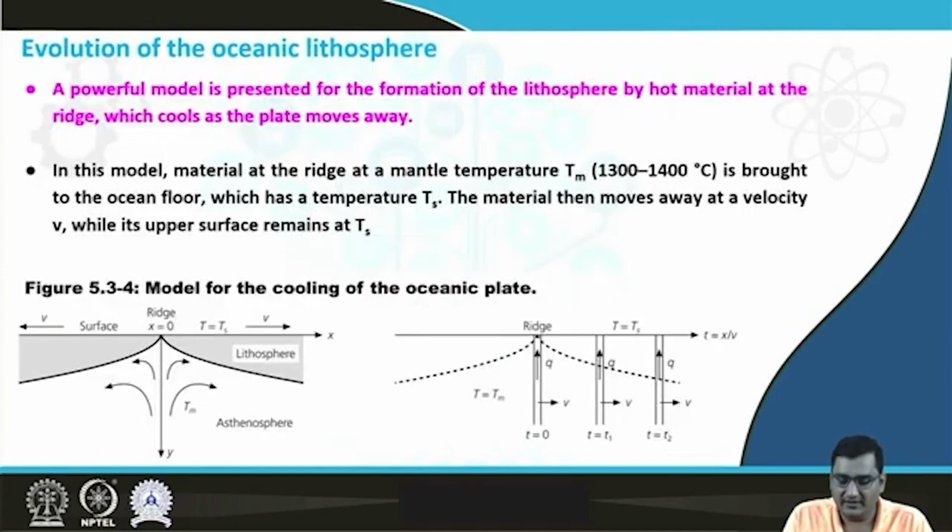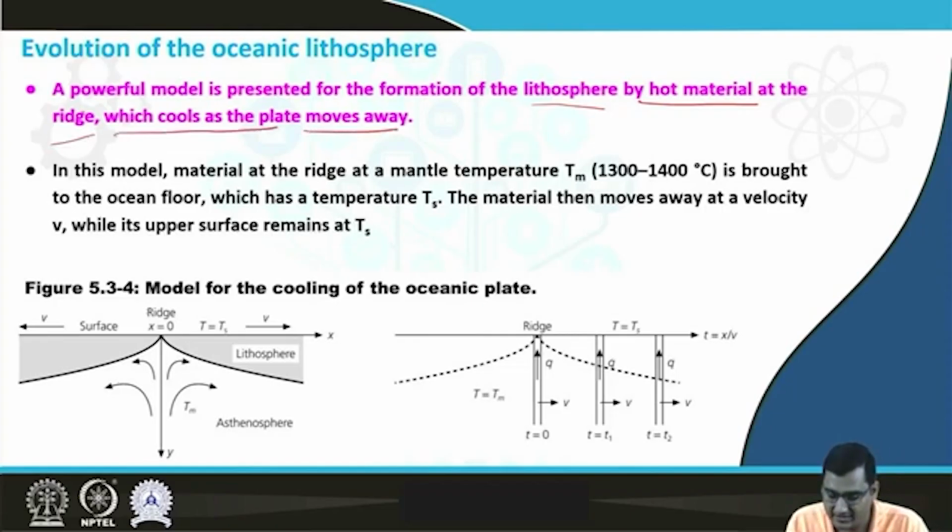Then we are going to discuss a powerful model, that is the half-space model. Now we are going to discuss the evolution of the oceanic lithosphere. So a powerful model is presented for the formation of the lithosphere by hot material at the ridge which cools as the plate moves away. So here you can see in this diagram, this is a model for the cooling of the oceanic plate.